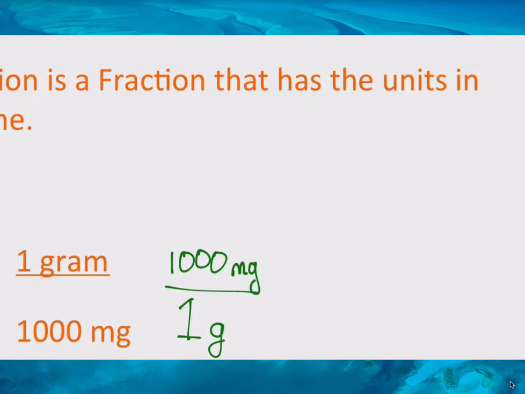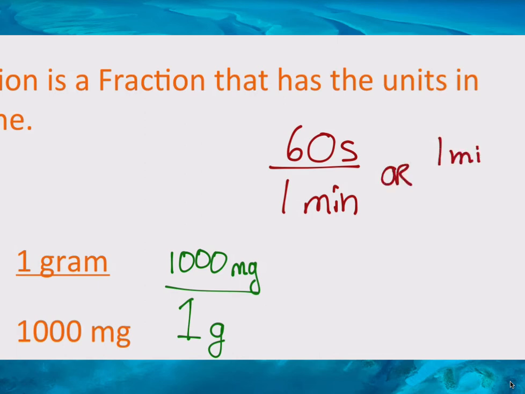It should look something like this. This would be a really good example of this. You could have 60 seconds over 1 minute. Those two are the same amount of time represented. This is the proportion between seconds and minutes. Or you could also write it as 1 minute over 60 seconds.